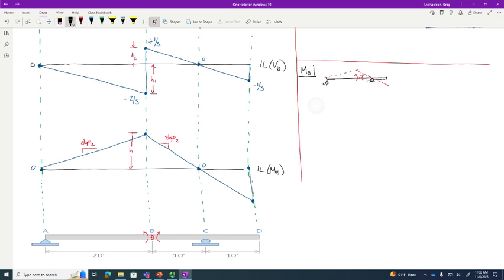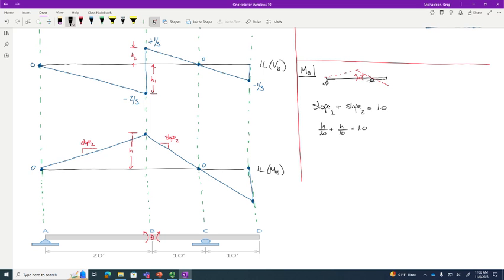See, I propose that slope 1 plus slope 2 has got to equal 1, a unit rotation. What is the slope of line 1? Rise over run, right? So H over what? 20. Well, what about this one? H over 10, right? So H over 20. Right? H over 10 plus H over 20 is 1.